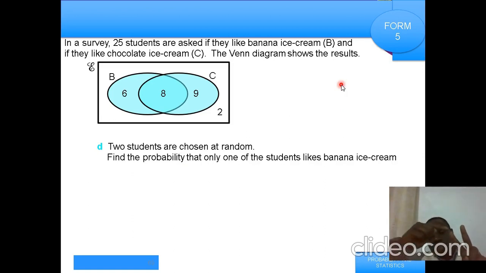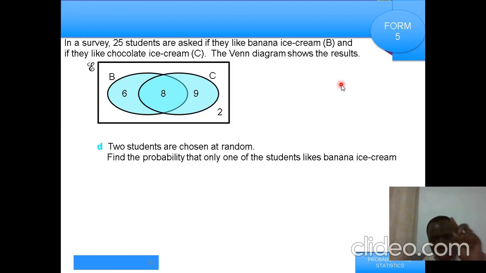So it could be the first one doesn't like banana ice cream, the second one likes it. Or the first one likes it, the second doesn't. So there are two ways of getting this. On the tree diagram, we are drawing branches. So it would be banana up, chocolate down. So that one who likes banana and likes chocolate, that is the branch that we need. But we can also have the branch that starts with chocolate, then becomes banana. So there are two ways of getting these students.